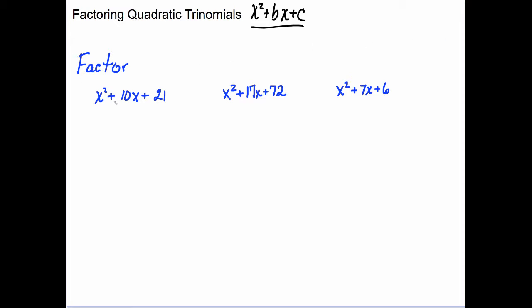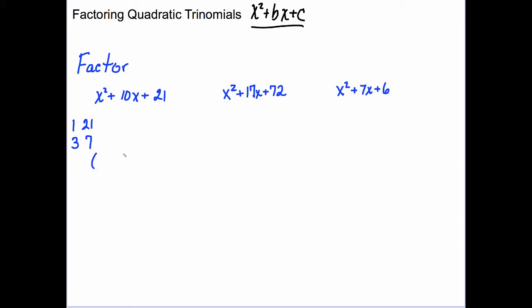In this example, we want to factor x squared plus 10x plus 21 into two binomials, and we want to look for pairs of factors that add to 10 and multiply to 21. If they're not obvious, the easiest thing to do is to just make factor pairs. So we'll start with 21. 1 and 21. 2 doesn't work. 3 and 7. Well, 3 and 7 do add to 10, so those are the ones we're looking for.